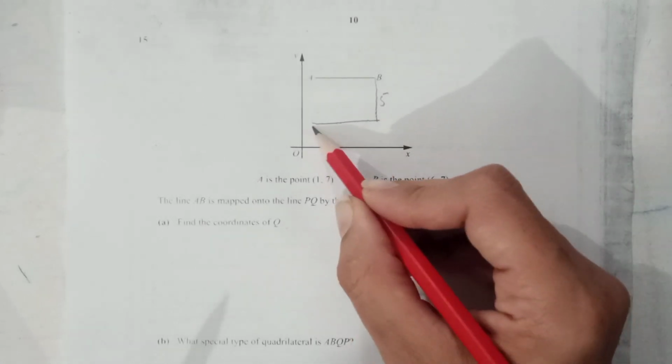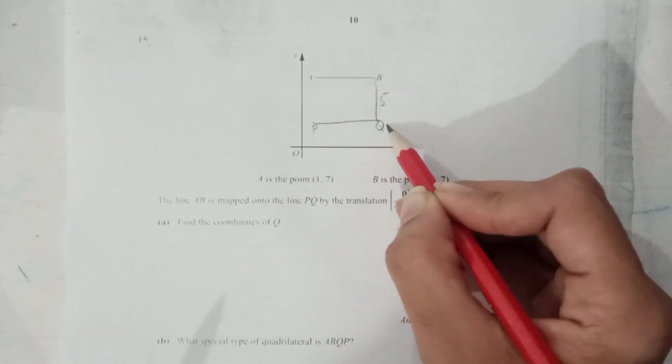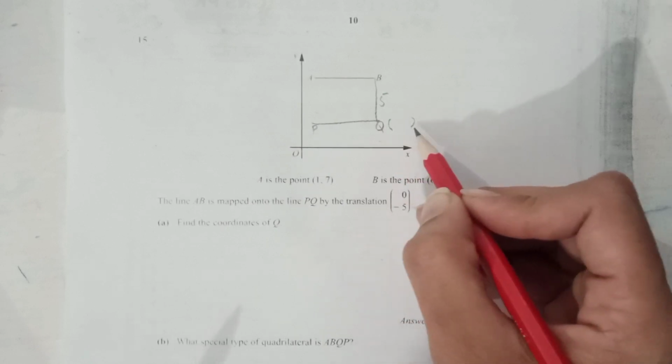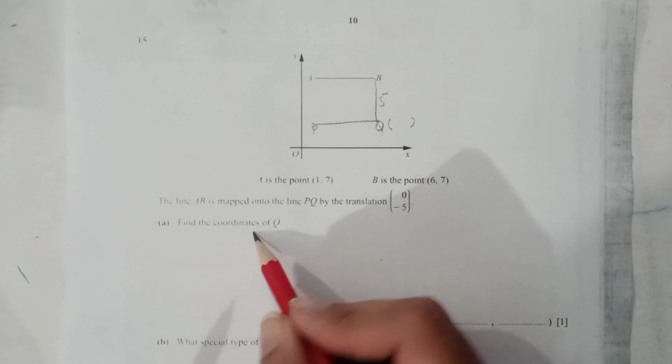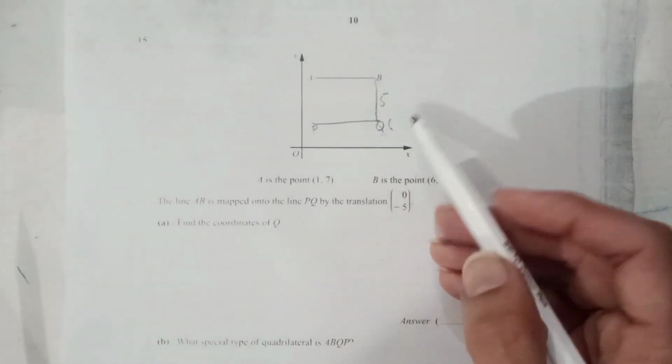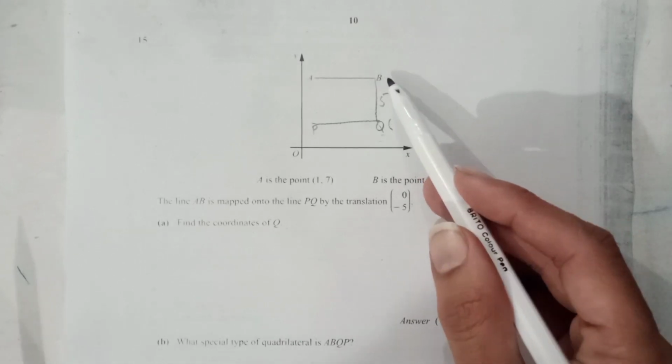Now students, this is the line PQ, and we have to find the coordinates of Q. That's the demand of the question: find the coordinate of Q. We see that there is no change along the x-axis, that's why we have to subtract.